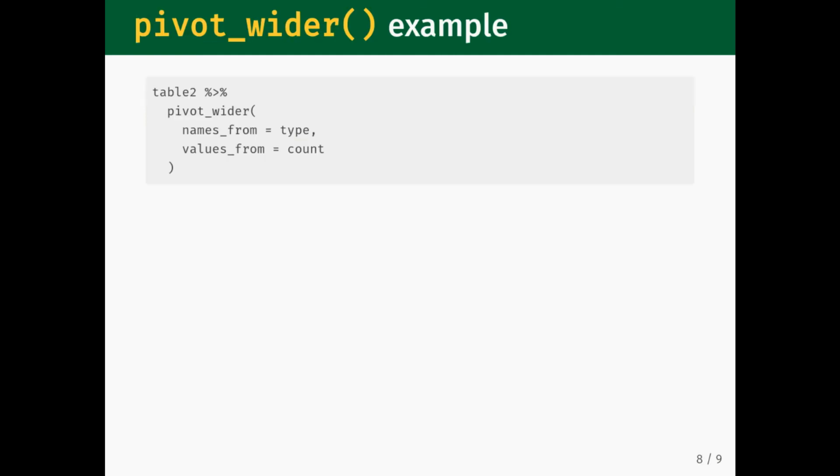This is the code that we would use to do this. We tell the pivot wider function that the new column names are coming from the type column, and the new column values are coming from the count column.